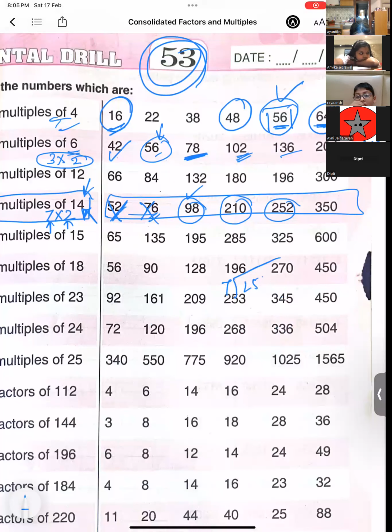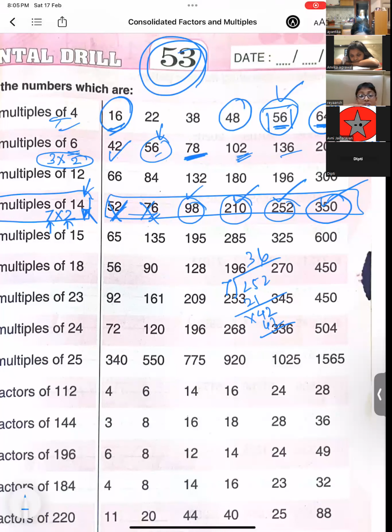See, 252, 7 times 3 is 21. I get a 42. 7 times 6 is 42. Correct. This is definitely going to be there because 7 times 5 is 35. Okay. Now, I want to take one last question and then we will leave the class.